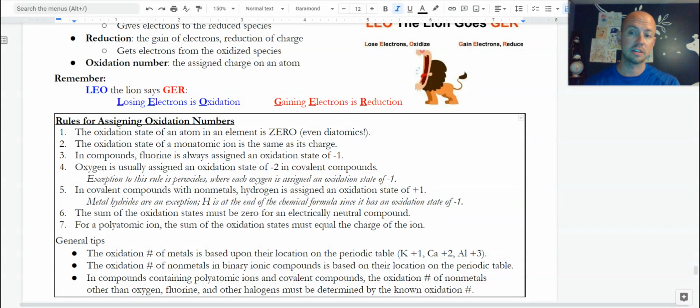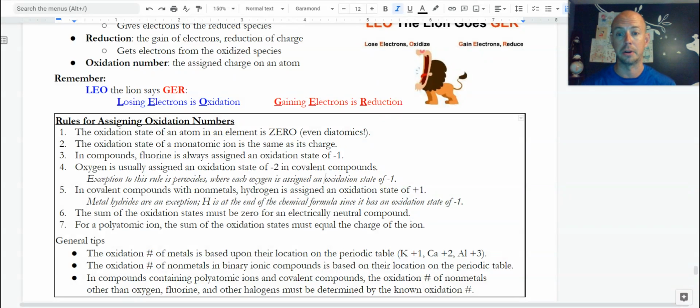The other thing here is that when we have a compound, if that compound is neutral, all the charges, all the oxidation numbers have to add up to cancel each other out. We know that. That's how we write the formulas for ionic compounds, but that's even true in covalent as we look at oxidation numbers.